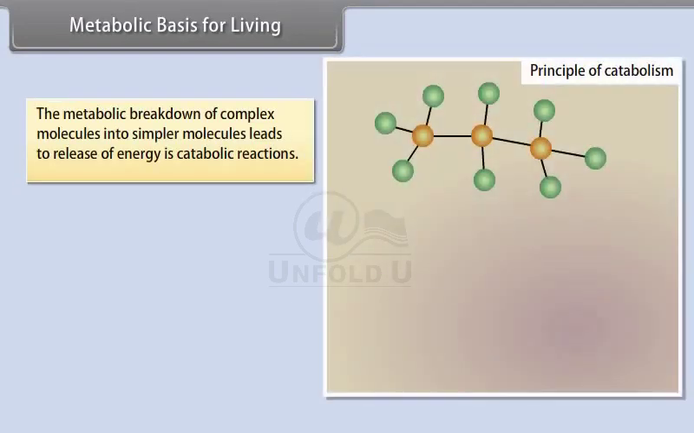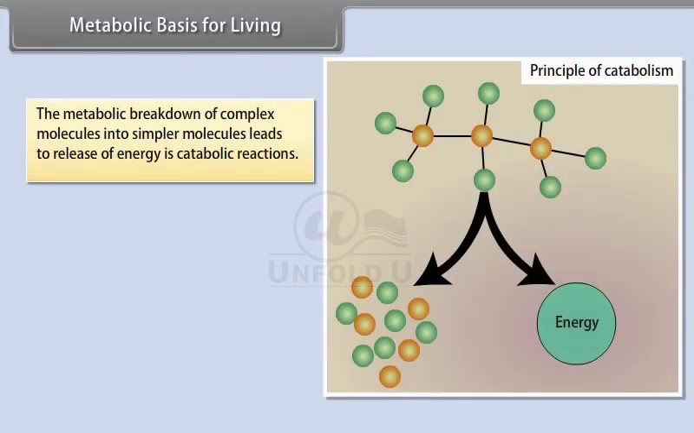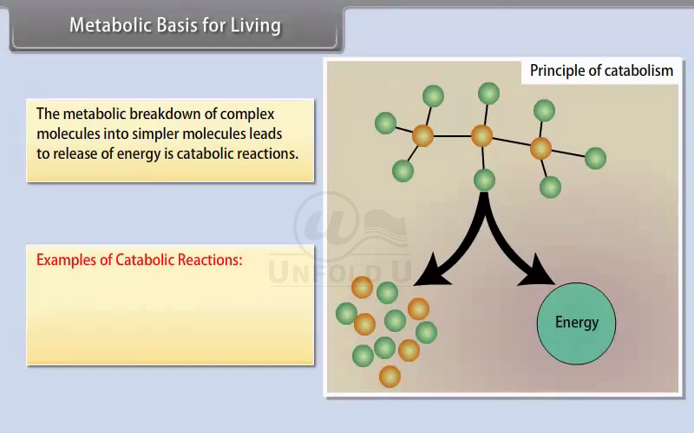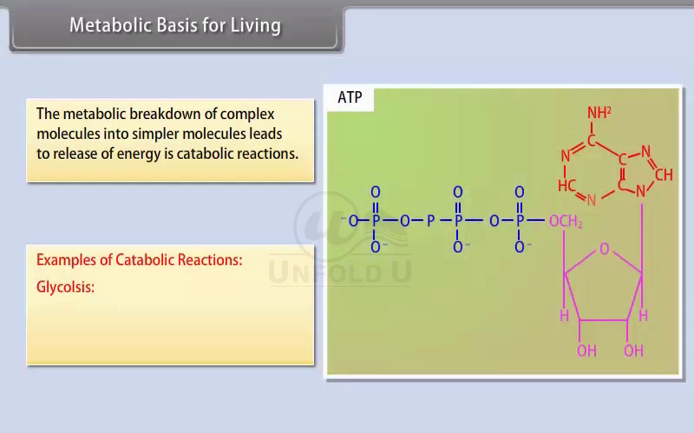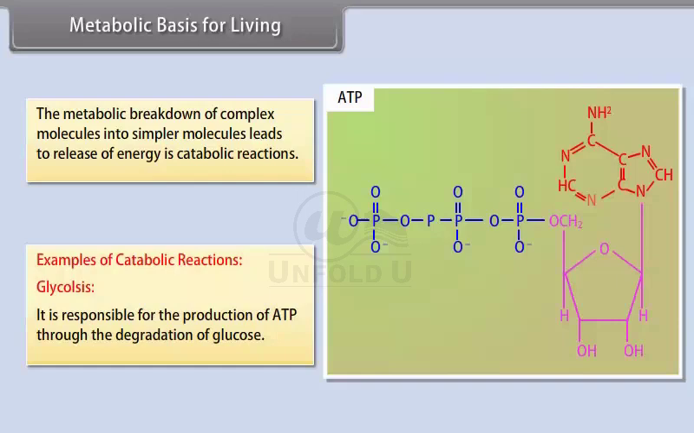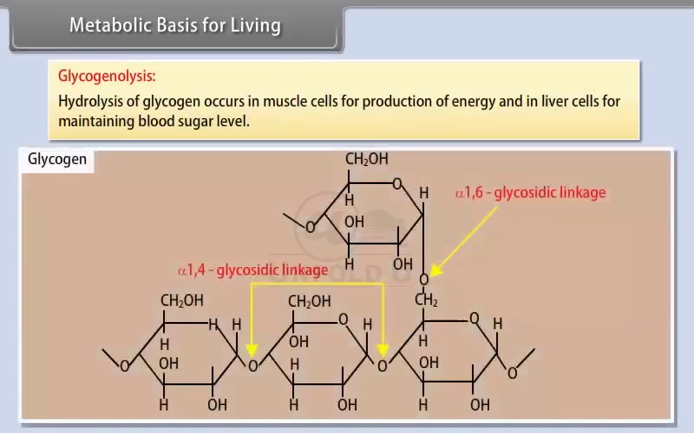Metabolic basis for living. The metabolic breakdown of complex molecules into simpler molecules leads to release of energy; these are catabolic reactions. Examples of catabolic reactions: glycolysis. It is responsible for the production of adenosine triphosphate through the degradation of glucose. Glycogenolysis. Hydrolysis of glycogen occurs in muscle cells for production of energy and in liver cells for maintaining blood sugar level.